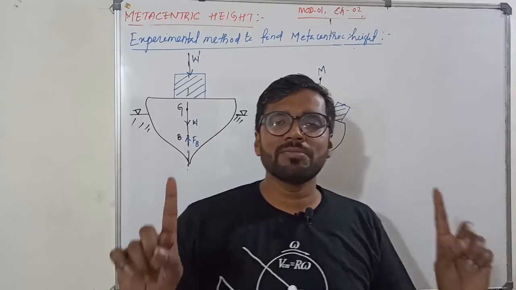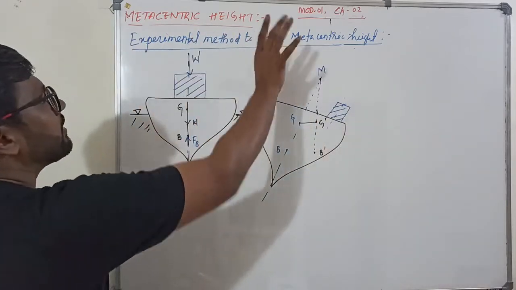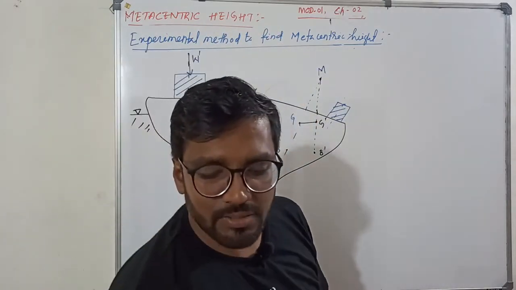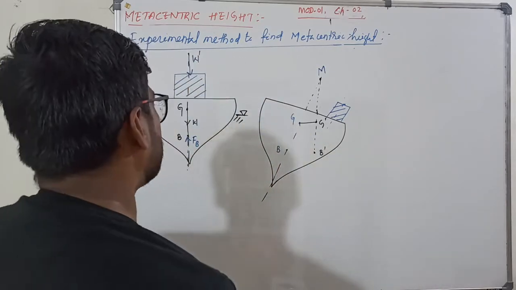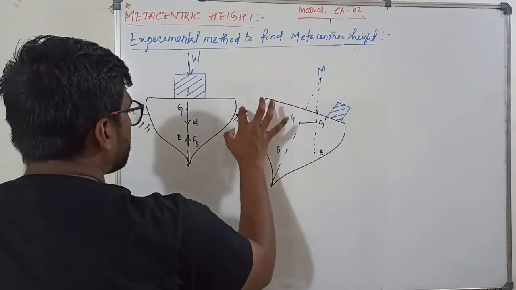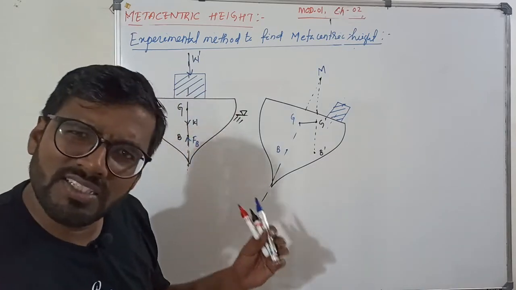So now we have come to the last topic of today's class, that is the experimental method of finding metacentric height. Sometimes they ask in exam. Previous year they have asked this actually in exam. Now see, I have a ship, and the weight of the ship is W, which is concentrated at the center.